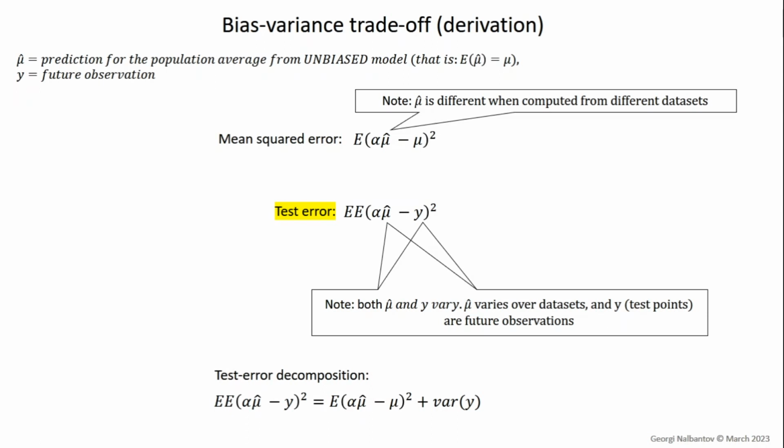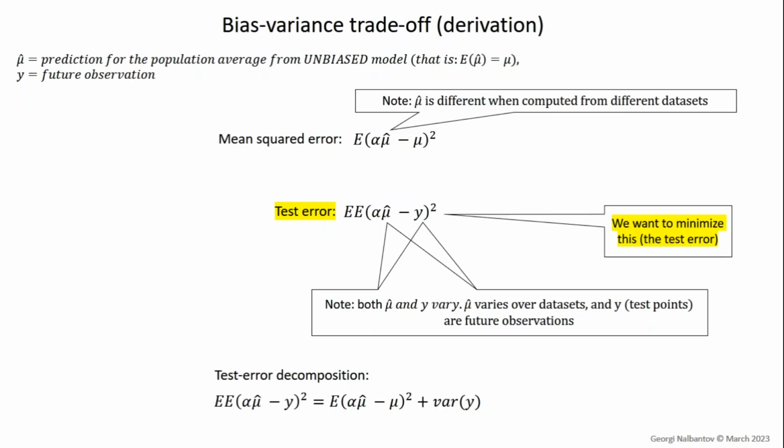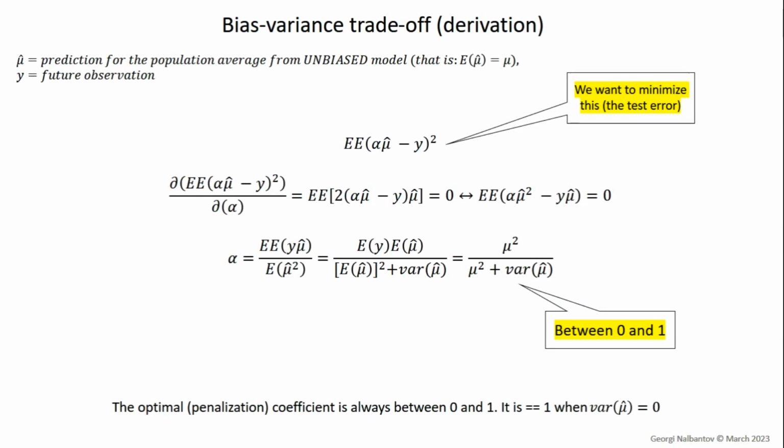And the test error decomposition is actually: the test error is equal to the mean square error plus variance of y, which is known as noise. And the mean square error is decomposed into bias square plus variance. Here we see it. And we would like to minimize the test error, of course. How do we minimize it with respect to alpha? We take the derivative, just one line of derivation. We set it to 0. Turns out alpha is equal to mu squared divided by mu squared plus variance of mu hat, which means that alpha is greater than 0, but also means that alpha is less than 1.